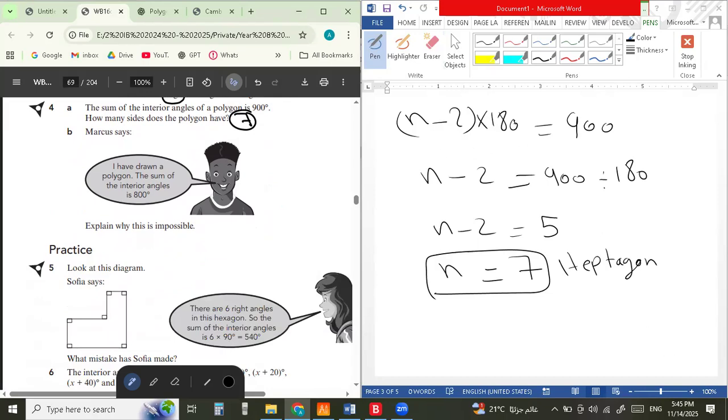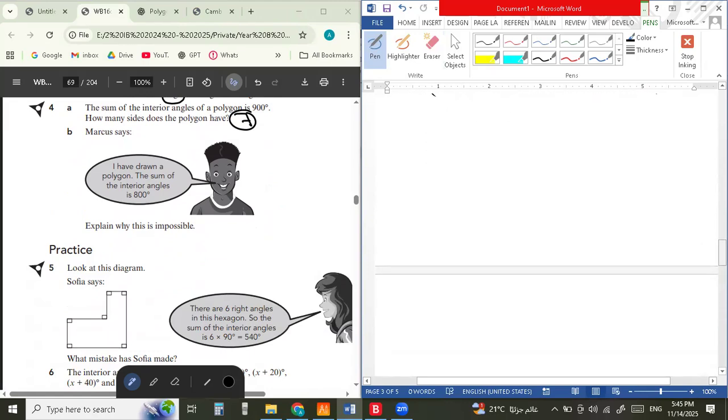Marcus says, here we go, I have drawn a polygon. The sum of the interior angles is 800. Explain why this is impossible. Well, I know that n minus 2 multiplied by 180 gives me the sum. He said the sum is 800, right? If I find a shape with, for example, 7 sides, that is 800, then done. 8 sides, then it's possible. 9 sides with 800, then it's possible.